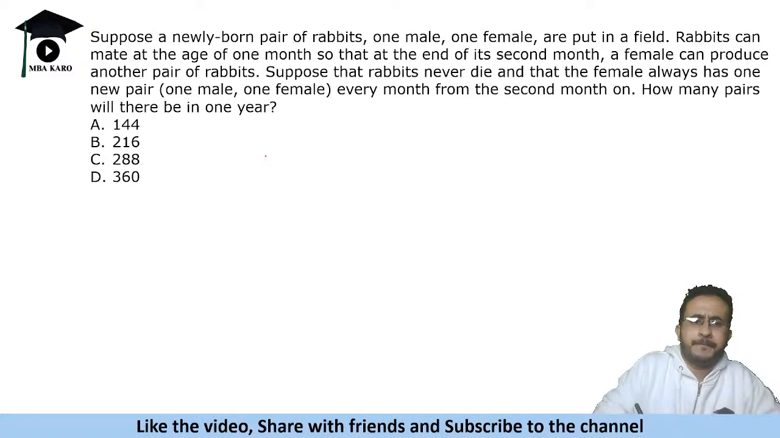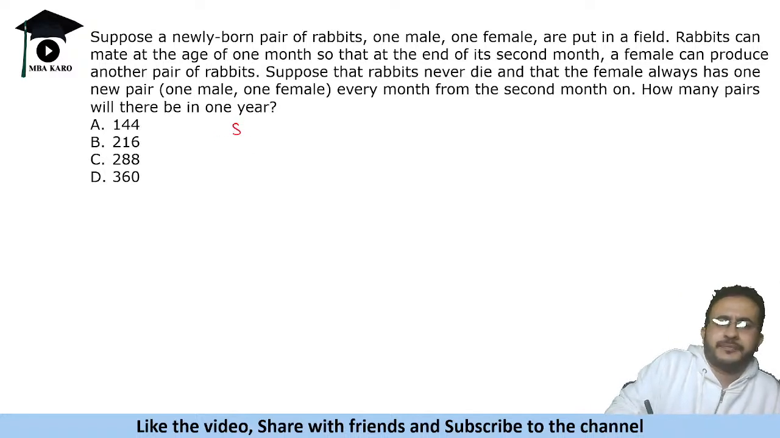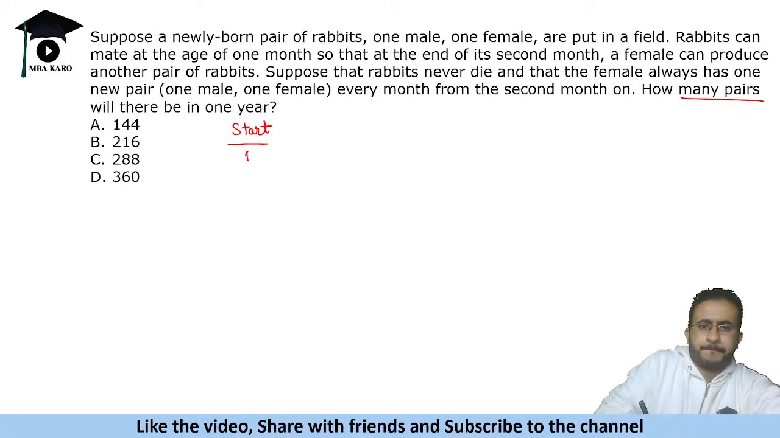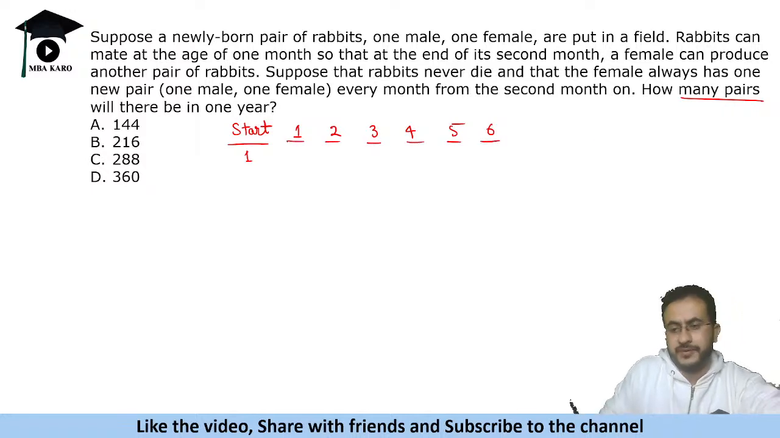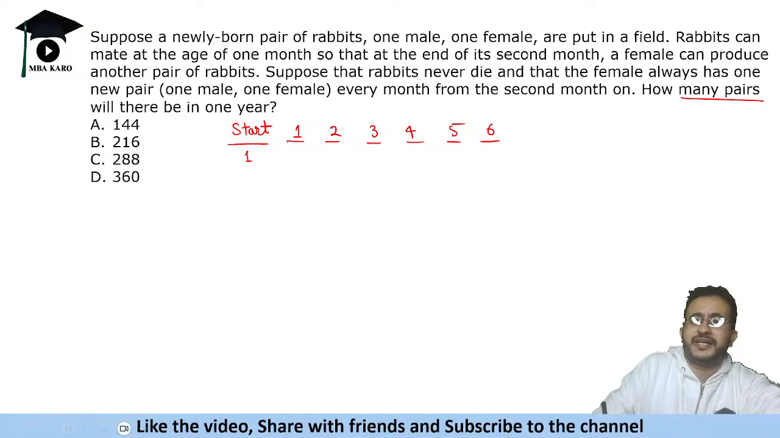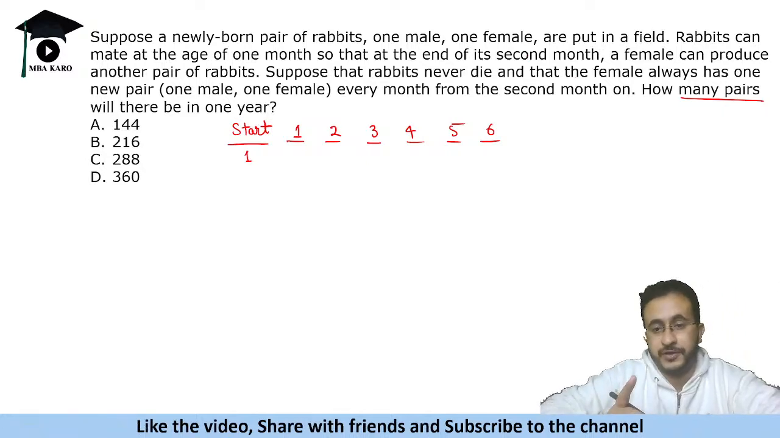So let's see this. At the start it is asking how many pairs, right? So in the start there is one pair. Now it says after 1 month, 2 months, 3 months, 4 months, 5, 6, we make a series, then we can calculate for 12 months. Now after 1 month, it says that rabbits can mate at the age of 1 month, so that at the end of its second month, the female can produce another pair of rabbits.